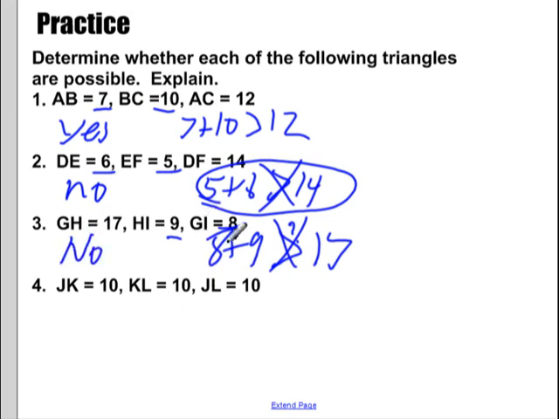This is that situation we looked at before where the two shorter ones are just equal to the longest one, so you end up with a straight line and not a triangle. This last one, sort of a trick question, but not really.